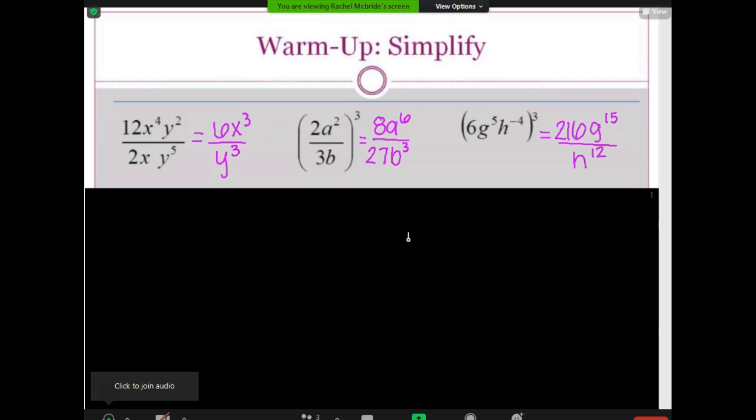And in the last one, that cube distributed to all 3 parts. If you have it distributed to variables, you multiply. If it goes to a number, it becomes a power. So 6 cubed is 216. 5 times 3 is 15, and negative 4 times 3 was negative 12, which dropped to the denominator as a positive 12.